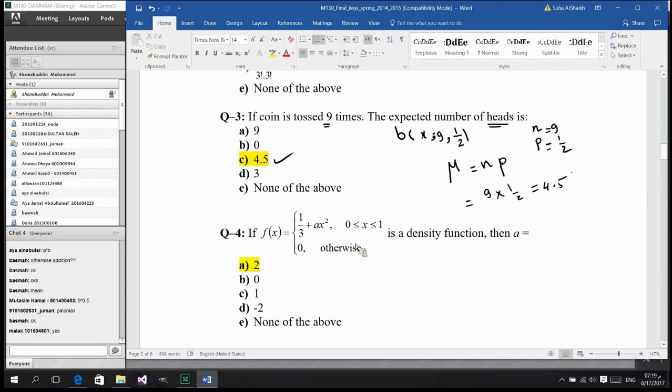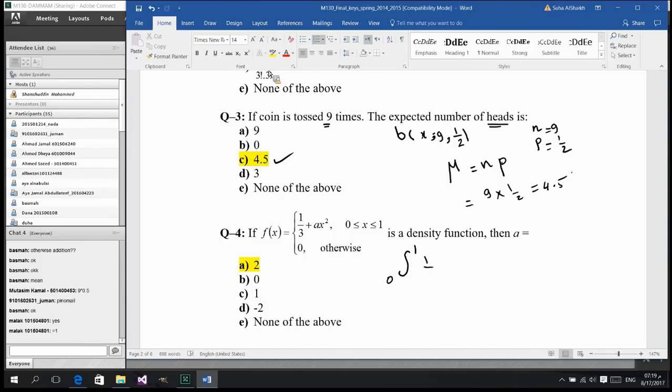Now here they are giving me a density function for a continuous random variable. They are asking me to find a that makes this a density function. What do you think? What should I do here? Tell me. The integration from 0 to 1 of the function, a third plus ax squared, should equal 1. And solve it. The integration of a third is a third x. The integration of x squared is ax to the power 3 over 3.